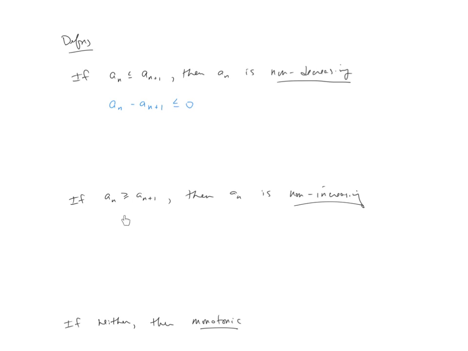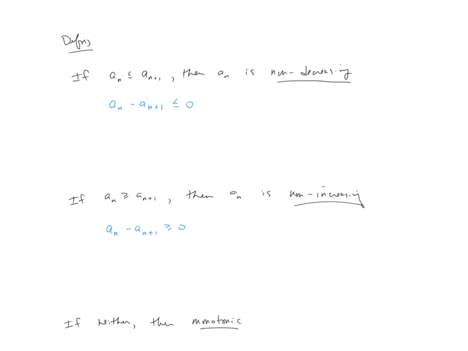If we come down here, we can do the same thing, only the inequality symbol would be backwards. We would have a sub n minus a sub n plus 1 being greater than or equal to 0. If we can somehow show that this is true, then we've shown the sequence is non-increasing.